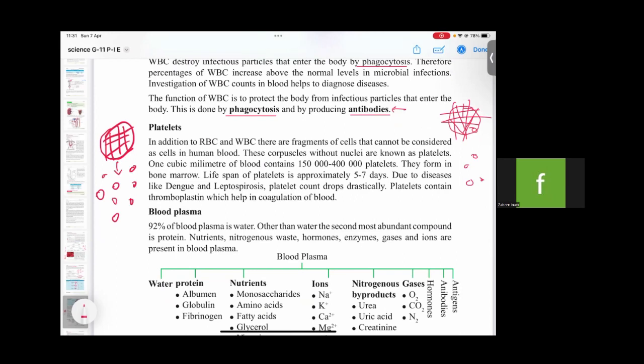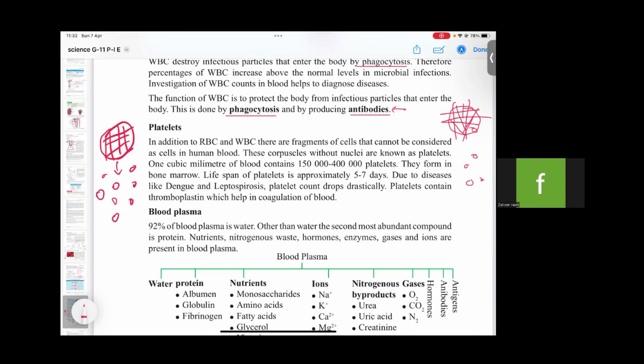So therefore, they also don't have nuclei. 1 millimeter cube of blood will contain 150,000 to 400,000 platelets, and they are also formed in bone marrow. So what is common for all three? They are all formed in bone marrow. Lifespan is very small, around 5 to 7 days.